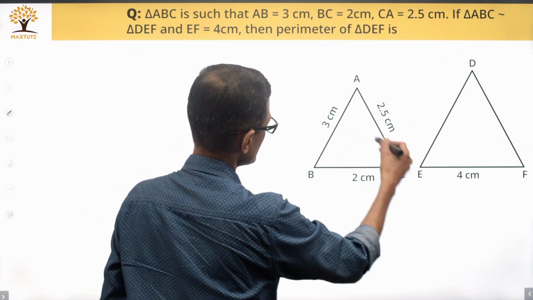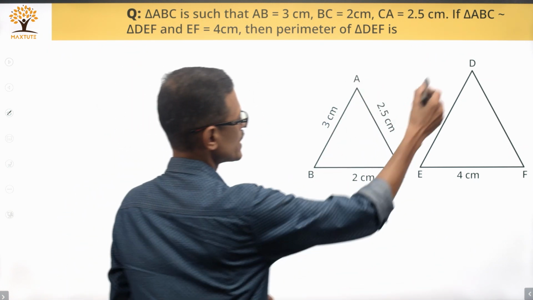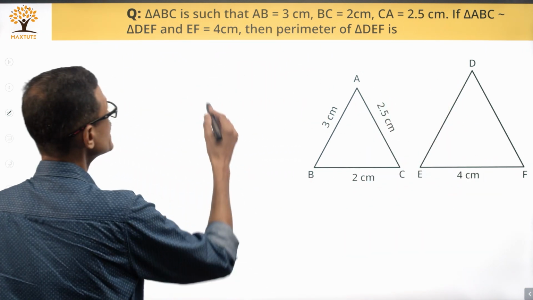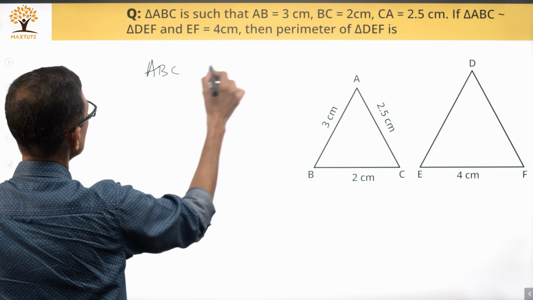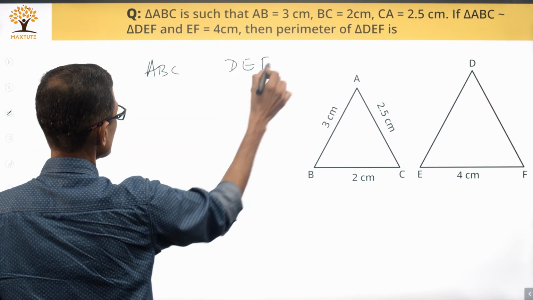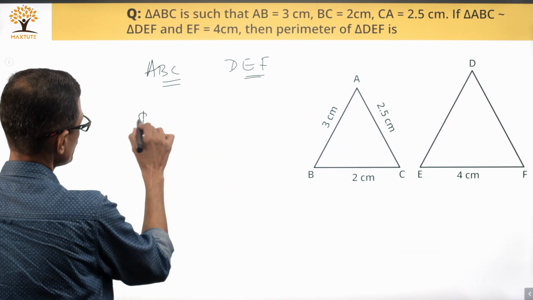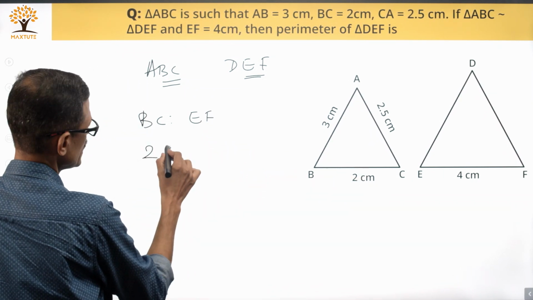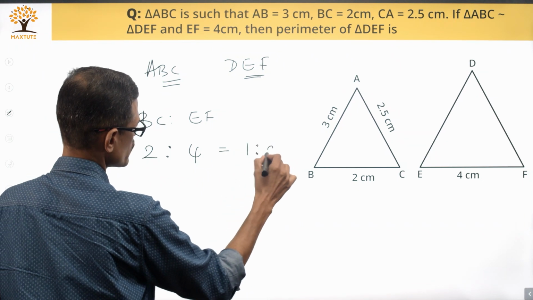So AB is equal to 3, BC is equal to 2, CA is equal to 2.5. Correspondingly, ABC and DEF is what we have. BC and EF are the corresponding sides. What is the ratio of BC is to EF? Do we have that? Yes, BC is equal to 2, EF is equal to 4. So 2 and 4, the ratio is equal to 1:2.